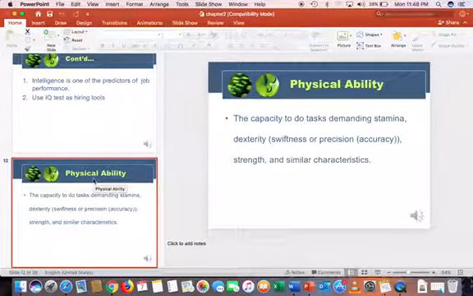Physical abilities is a simple matter. You have to do physical activities. The capacity to do tasks demanding stamina, dexterity, swiftness or precision. Precision means accuracy, strength and similar characteristics.